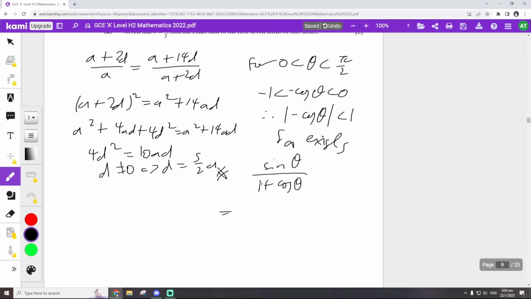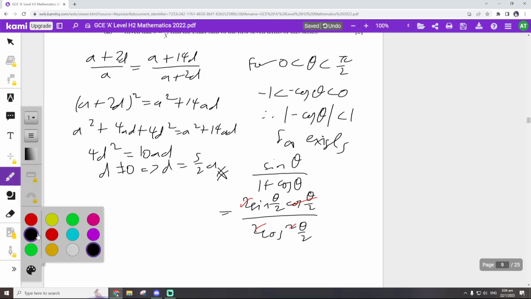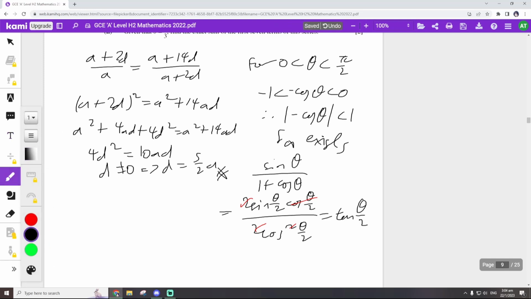And a sneaky thing you can do here: sine theta is 2 sine theta over 2 cosine theta over 2. 1 plus cosine theta, don't forget, is 2 cosine squared theta over 2 minus 1 plus 1, so you get 2 cosine squared theta over 2. The cosines will cancel, and the 2's will cancel also, and you're left with sine theta over 2 over cosine theta over 2, which is tangent theta over 2. So k is half.